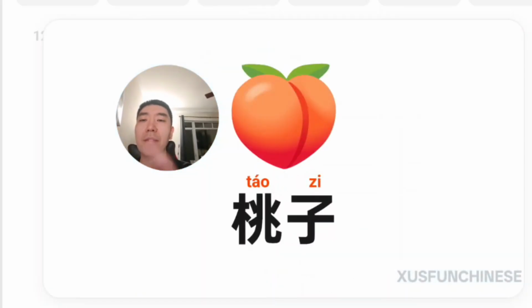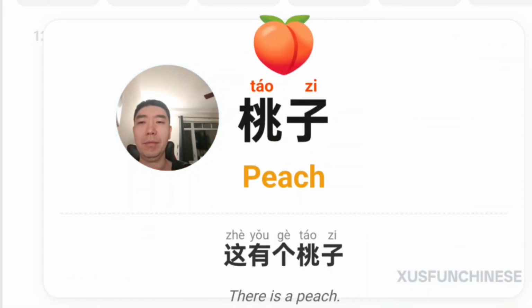桃子。See, that's 桃子, same thing as 樱桃, but 桃 is just a peach. 这有个桃子。And 桃子 is what the monkey in China loves. So 孙悟空, the Monkey King, loves 桃子. He never tried 香蕉 because 香蕉 was not introduced to China when the novel was written, The Journey to the West.